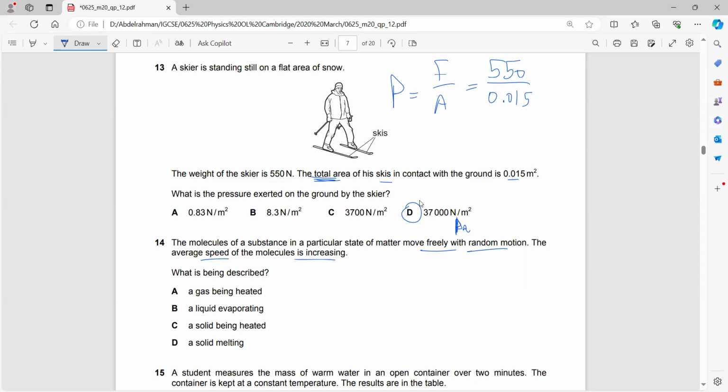It is a gas, and the gas is being heated. Why? Because they're moving freely with a random motion, fast and random in all directions. This is gas. And the speed of the molecules is increasing. When the speed increases, this means that the molecules are being heated. The gas is being heated. Yes, this is correct. Good.